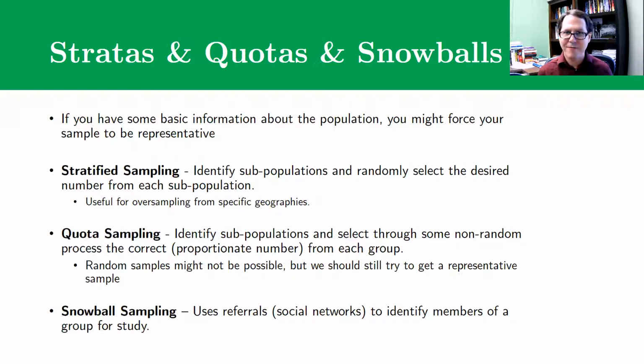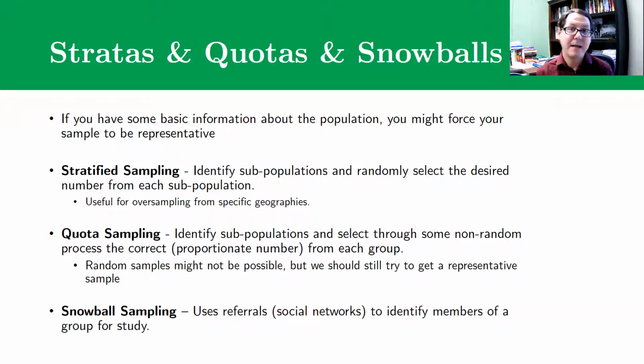And so I'll talk about stratified sampling, which tries to preserve an element of randomness, quota sampling, which throws out the randomness and says that's not really what we're trying to do here, and snowball sampling, which is used when we're trying to get at very obscure populations that happen to have social networks connecting them.